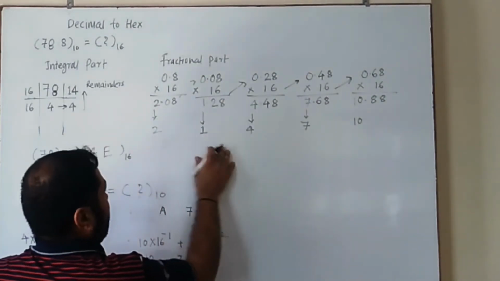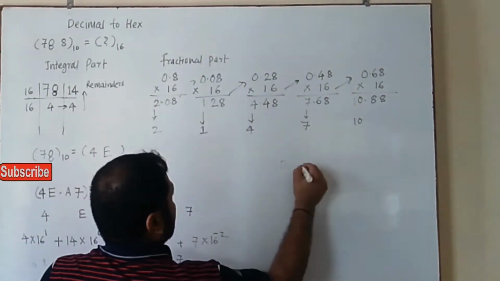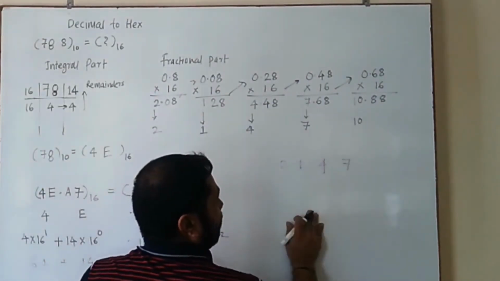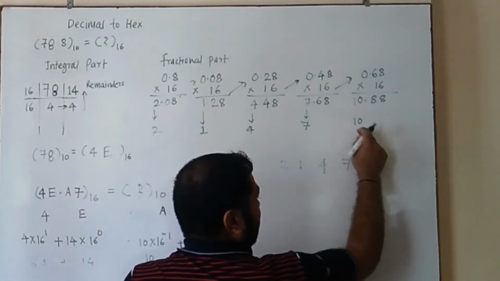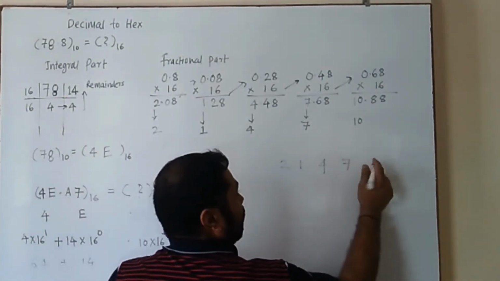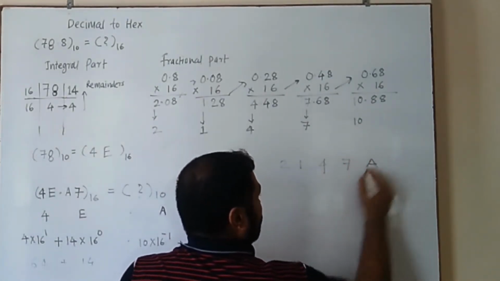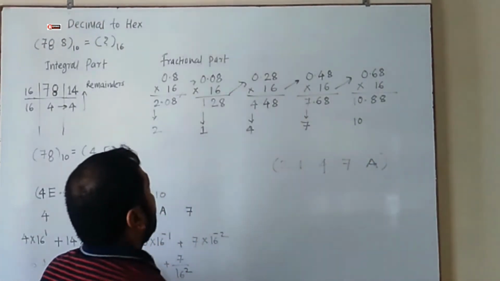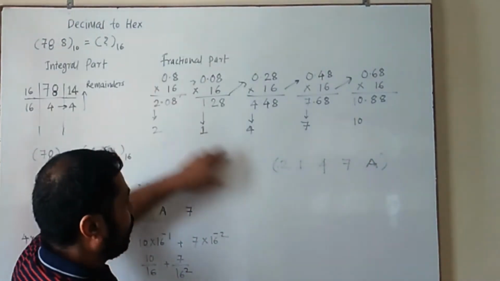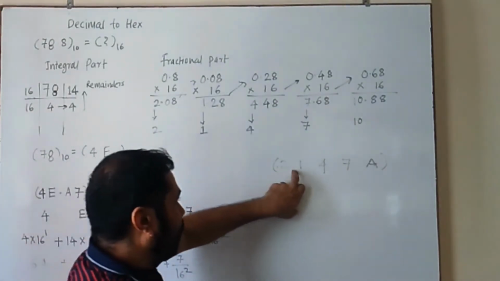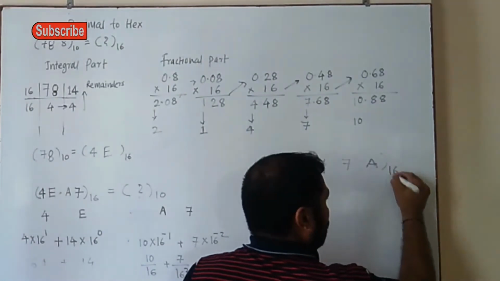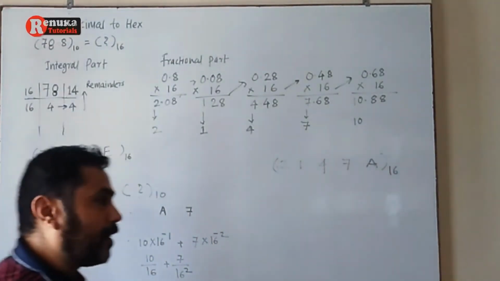Here 2 will be written as it is, 1 will be written as it is, 4 will be written as it is, and 7 will be written as it is. But instead of 10, we have to write A here. So the hexadecimal conversion of 0.8 is found to be 2147A in hexadecimal. So this is how we can solve the fractional part.